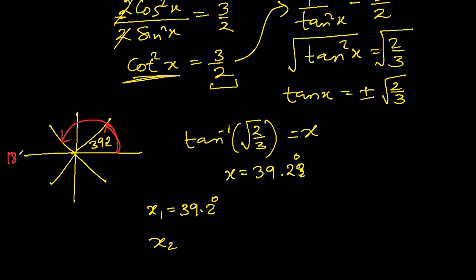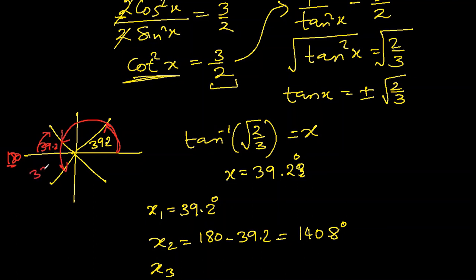And we know this angle is 180, so this line is 39.2 lesser than 180. So it comes out to be 180 minus 39.2, which will be 140.8 degrees.